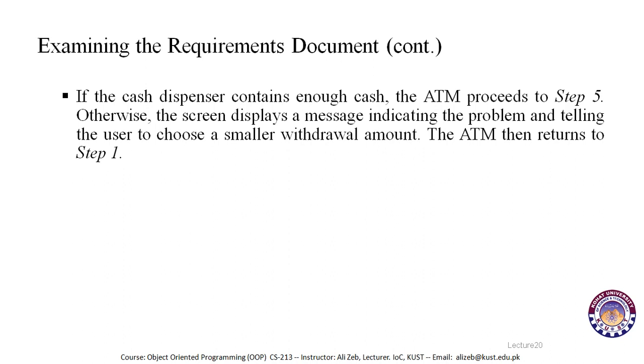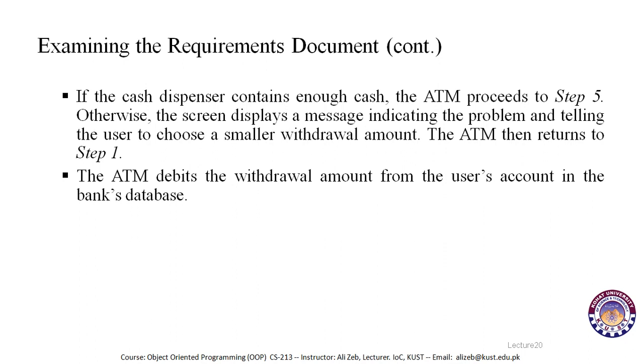The second thing that we need to check is that the ATM machine has enough cash to provide to the user, and then the ATM proceeds to step 5. Otherwise, the screen displays a message indicating the problem and telling the user to choose a smaller withdrawal amount. The ATM then returns to step 1. We usually face many problems with ATM machines, especially at the start of the month, that they do not have enough money to dispense to the users, and you need to pay frequent visits to the ATM machine to get your amount even though you have the money in your account.